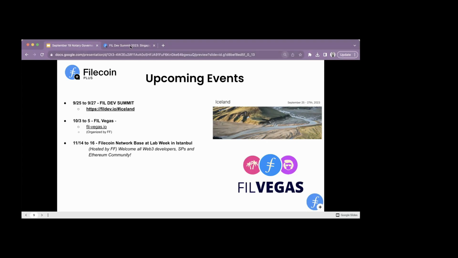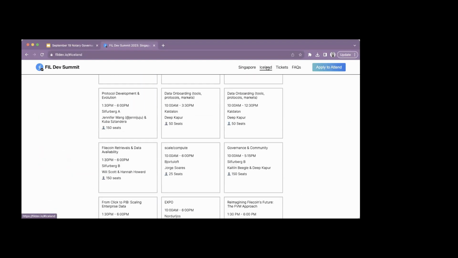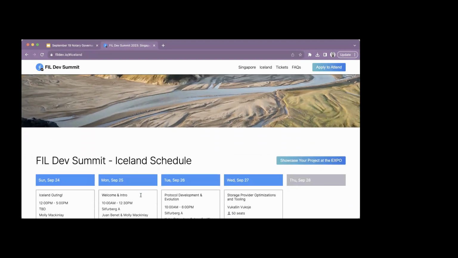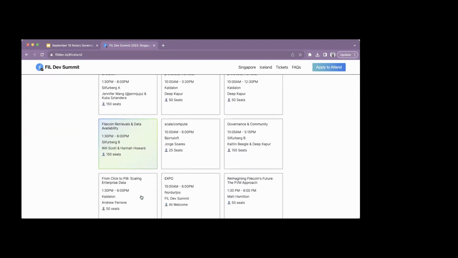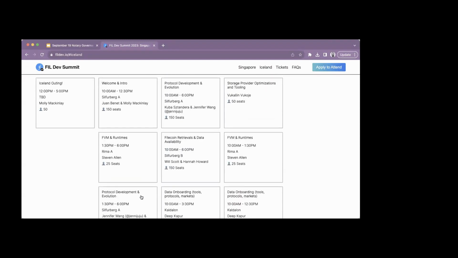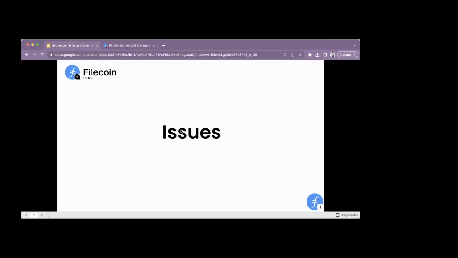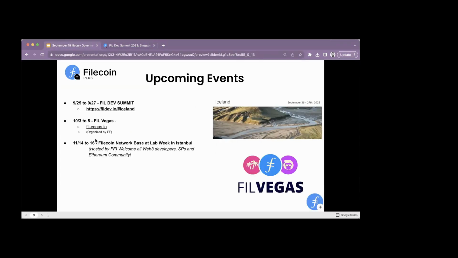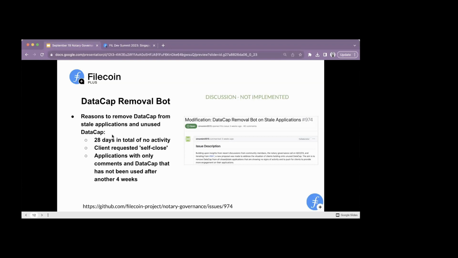If you wanted to see what talks were taking place for Iceland, same thing here on this page. If you click Iceland, after each one of these talks they'll record the videos. I'll be sure to put them in the Slack so you can see them, as well as on the next governance call. Essentially, what's taking place in Iceland is a building block of what took place in Singapore. And lastly, we talked about Phil Vegas, organized by Filecoin Foundation, and Istanbul taking place in November.